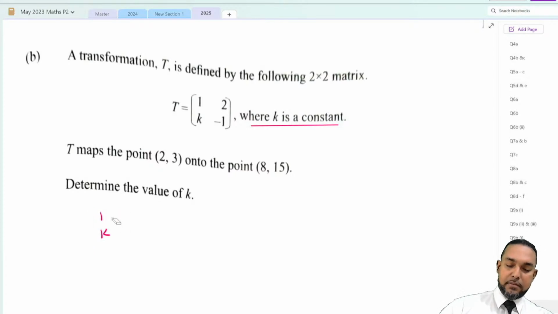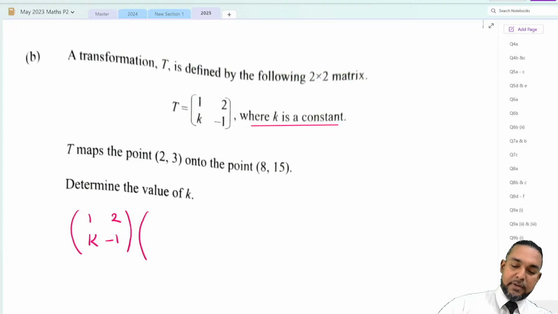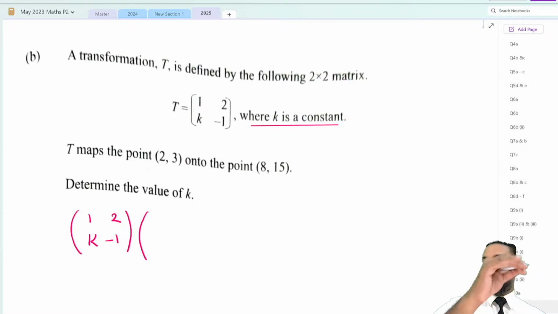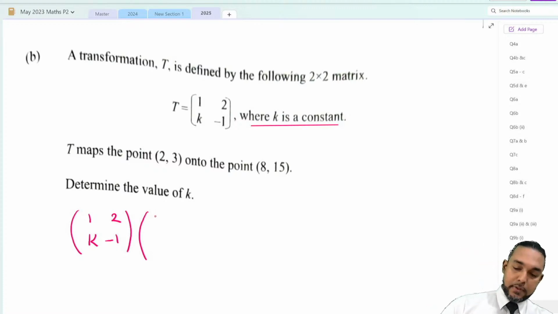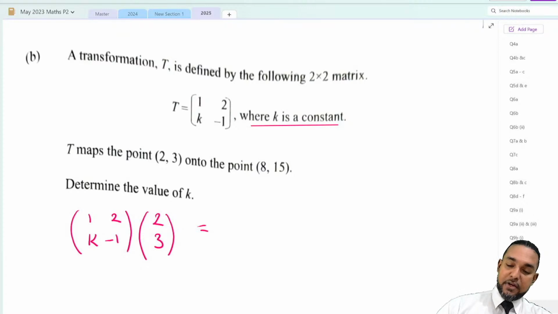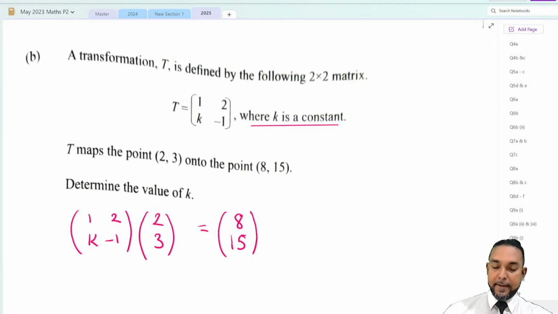Sorry, I want to write that a little better. So 1, 2, K minus 1, then multiply by... So what we do with the coordinates, we just rotate them or reorient them into a column matrix. So 2, 3. And when we multiply those together, we get the following new position, the new point 8, 15.